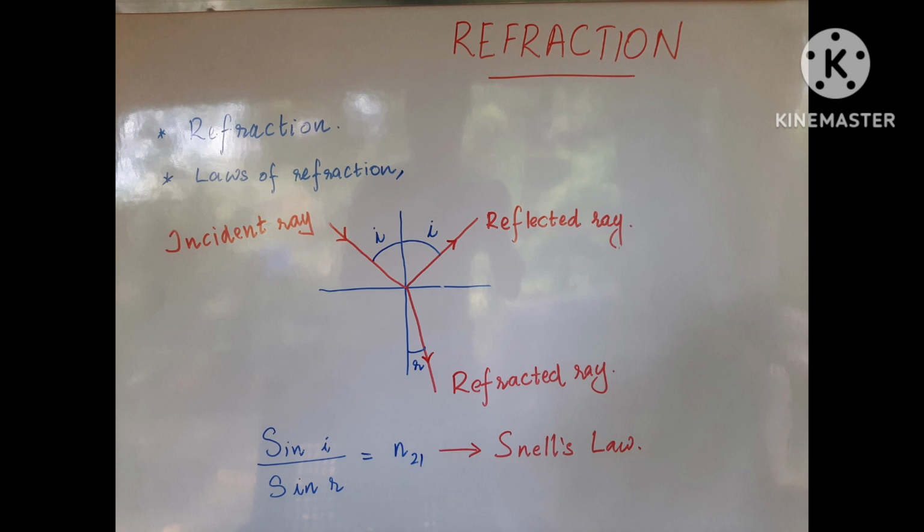Here the incident ray is shown in the figure, and the angle of incidence is denoted as i. The angle of reflection is equal to the angle of incidence, and the angle of refraction is denoted as r because it bends towards the normal in this case. So this may be varied according to the media. Depending on the media, this angle will change.